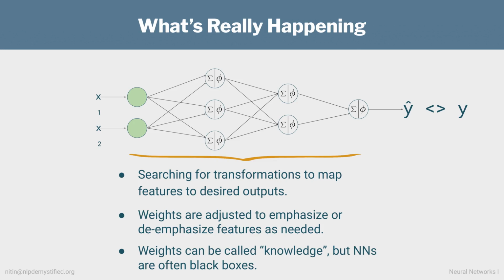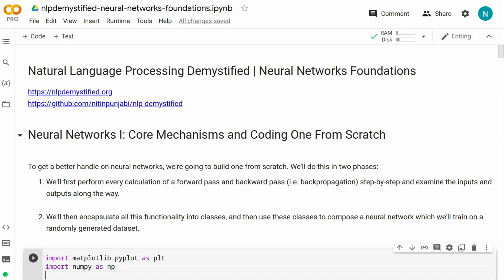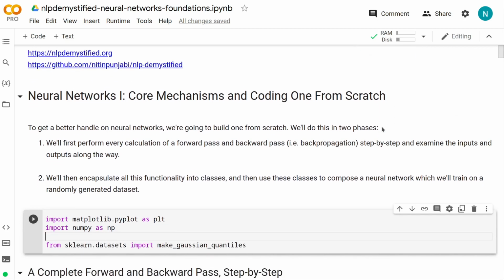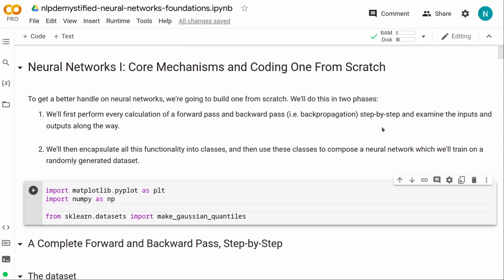Let's take everything we've learned so far and use it to build a neural network from scratch. Okay, so here I've opened the NLP Demystified Neural Networks Foundations Colab notebook. You can access it through either the module page or the NLP Demystified GitHub repo. What we're going to do is build a neural network from scratch, and we'll do this in 2 phases. For our first phase, we'll perform a forward and backward pass step by step, right down to the dot products. And by backward pass, I mean backpropagation.